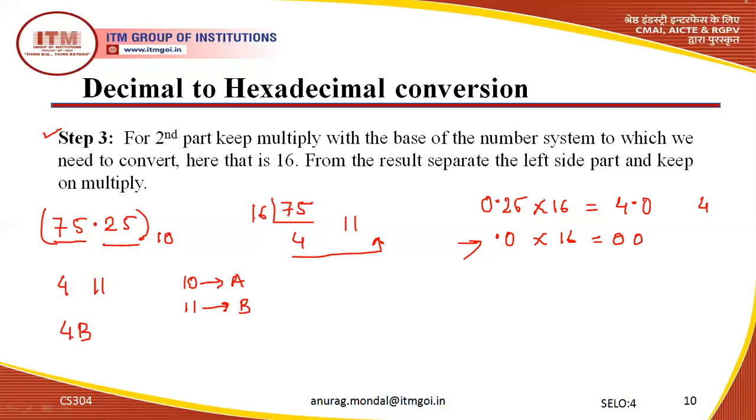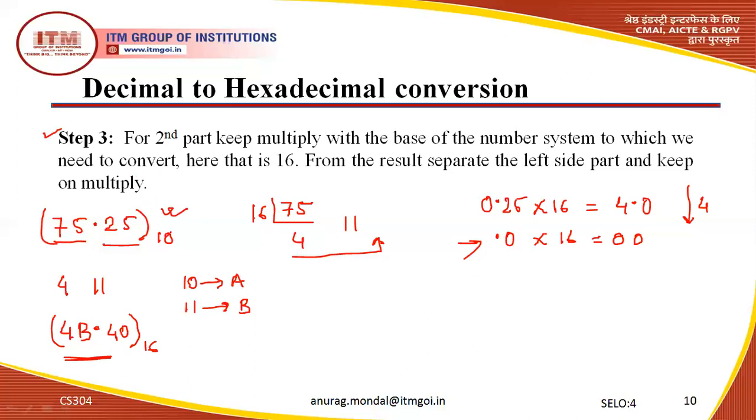Okay, so what we have is the hexadecimal equivalent of the 0.25, that is from upward to downward, we have the 4. So we have 0.4. So that is our hexadecimal equivalent of the decimal number.